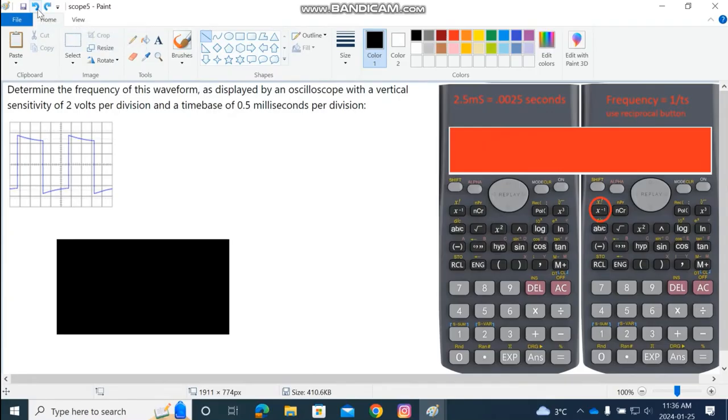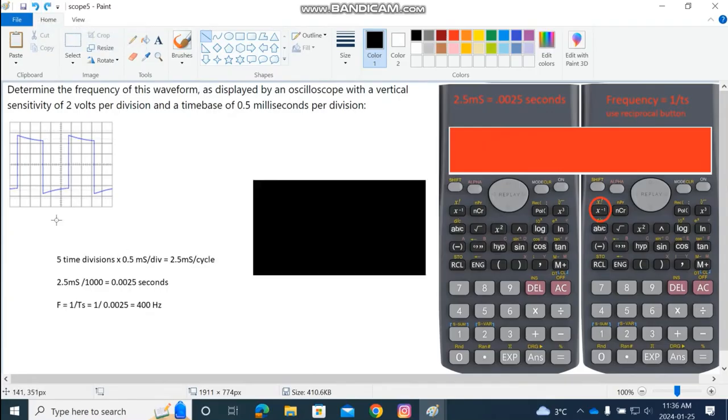Okay, so let's take a look at what we would do for the frequency. So what we're going to do is count the time divisions. So I'm going to count the full boxes. 1, 2, 3, 4, and 5. So I have 5 time divisions. Each one of those time divisions equals 2.5 milliseconds.